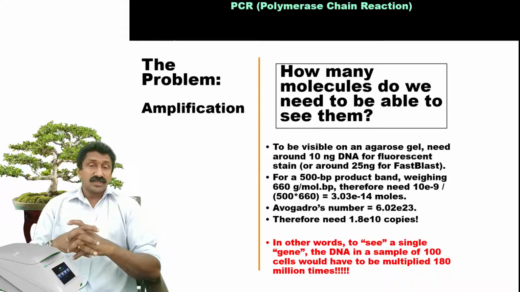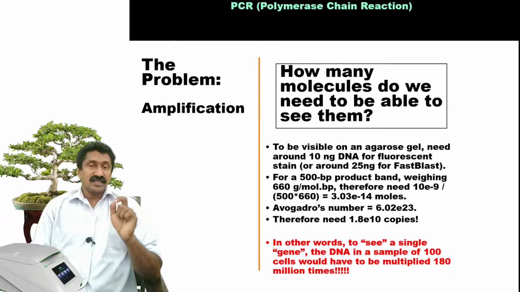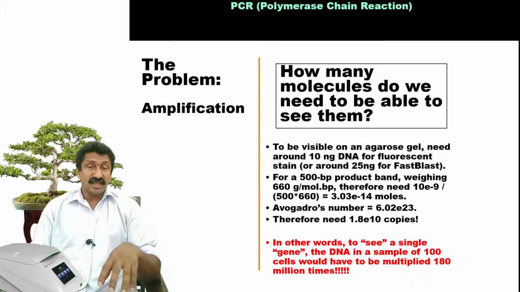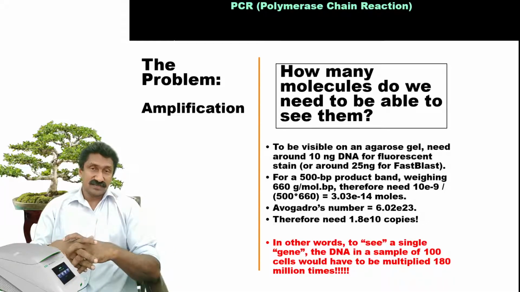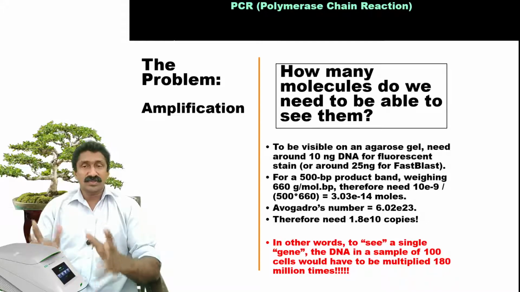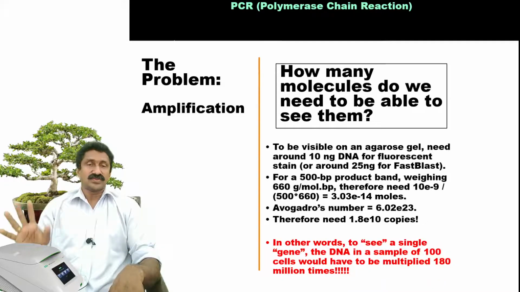In other words, to see a single gene, the DNA in a sample of 100 cells would have to be multiplied 180 million times. If it is 100 cells, those cells have to be grown about 180 million times. That many copies of the cells are required to extract the DNA and visualize it. So there we require amplification, either culture based or some other advanced techniques.